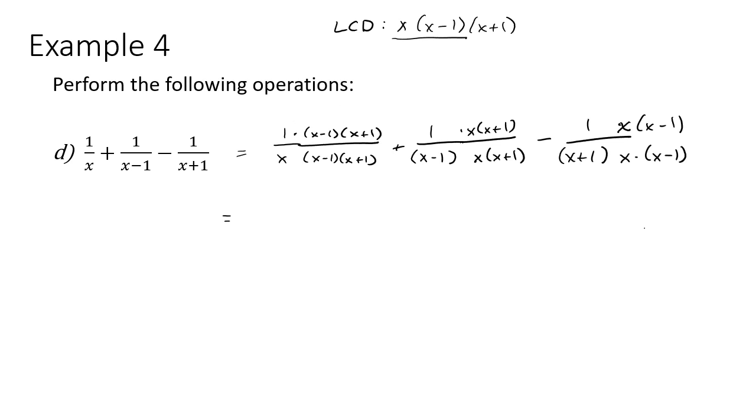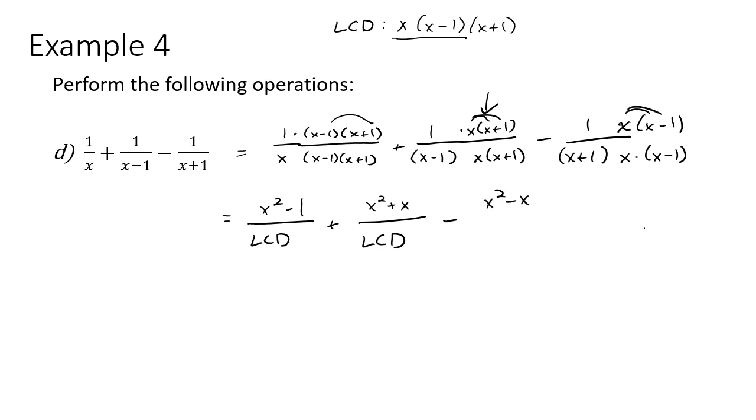I'm going to go ahead and FOIL that out, which would give us x squared minus x plus x. They would cancel because these are conjugates. Minus 1 over our common denominator. For the second fraction, just distribute the x through. That's an x squared plus x over our common denominator. And for the last one, also distribute through. That would be an x squared minus x over our common denominator. So let's put it together.